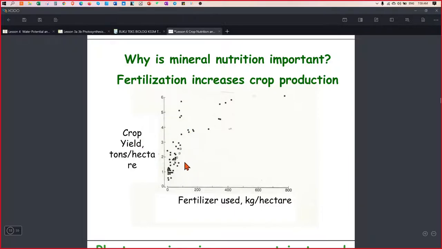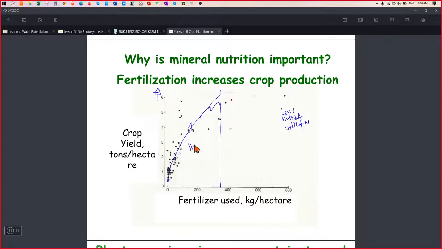You can see that with the increment of fertilizer, the crop yield increases as well, but only to a certain point. After that, if you increase the fertilizer, you're going to get some increment, but not as much as here. Okay, the slope is not as steep as here. Why? Because the utilization is low here. Low nutrient utilization.